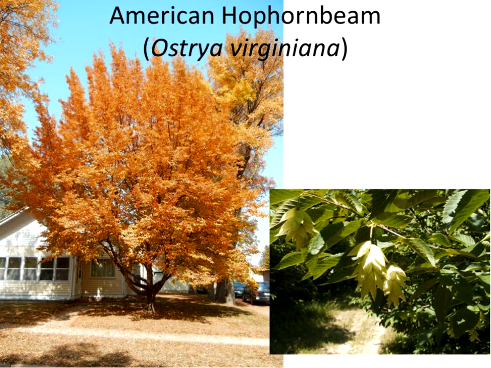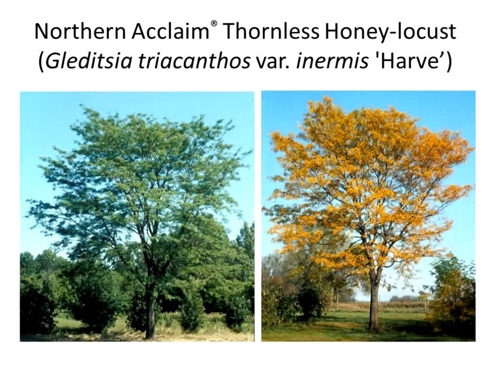American hophornbean. This is one that people always call ironwood. I hate the term ironwood because there's about 30 different species across the world that are considered to be ironwoods. So when somebody says, oh, I like ironwood, I'm like, well, which one? This is Ostrya virginiana, American hophornbean. It has a hop-like fruit on it. Basically no pests. One of the big problems, though, it's not really salt spray tolerant. So it doesn't make necessarily a good boulevard tree. Yard, not boulevard.